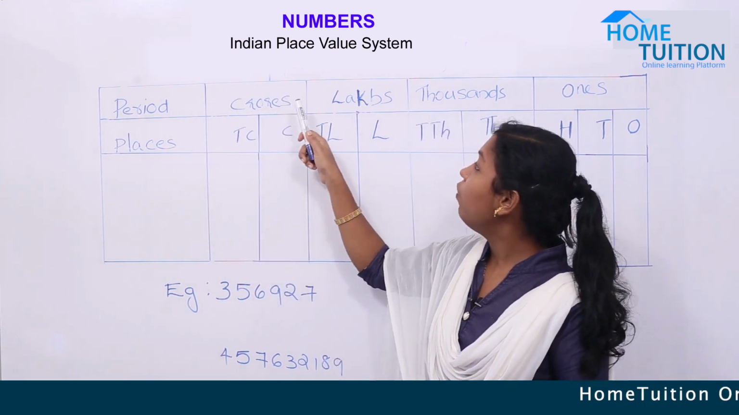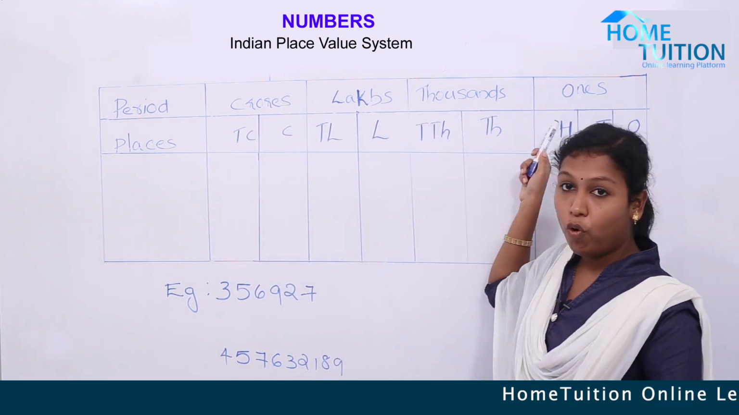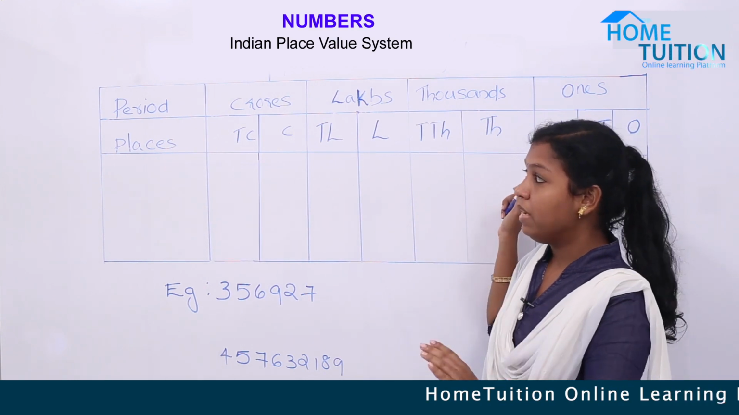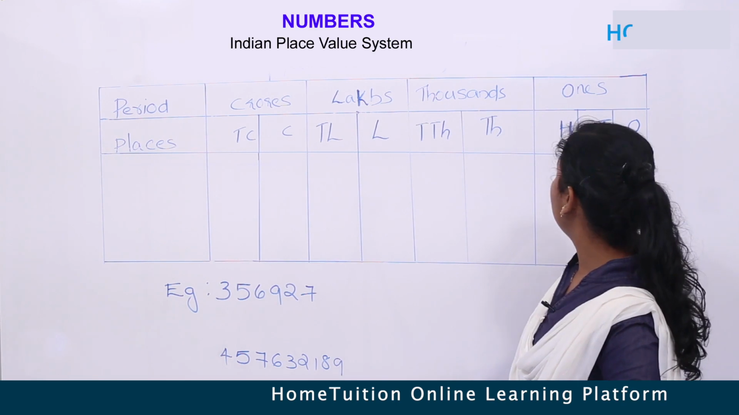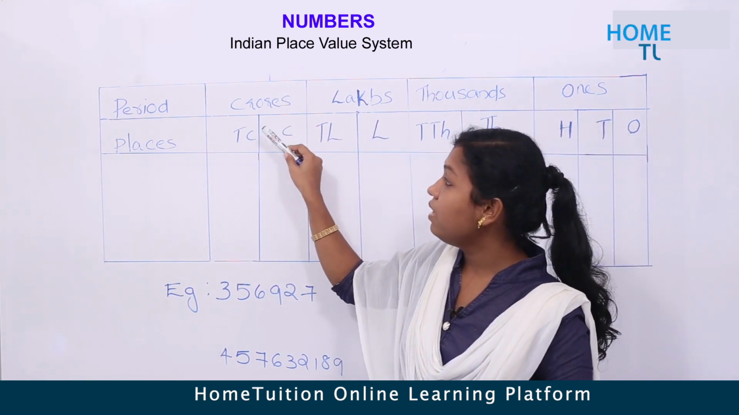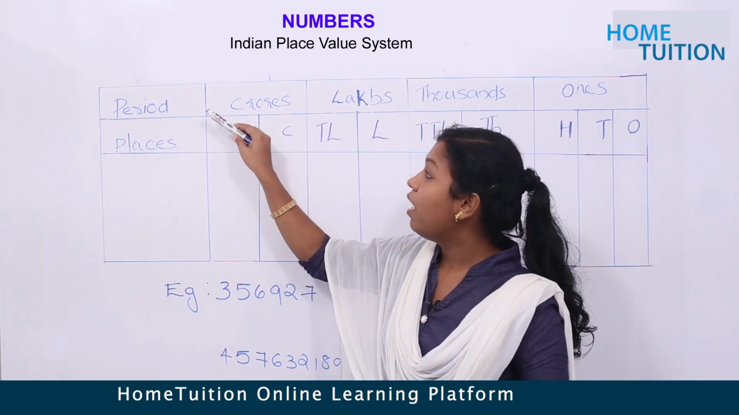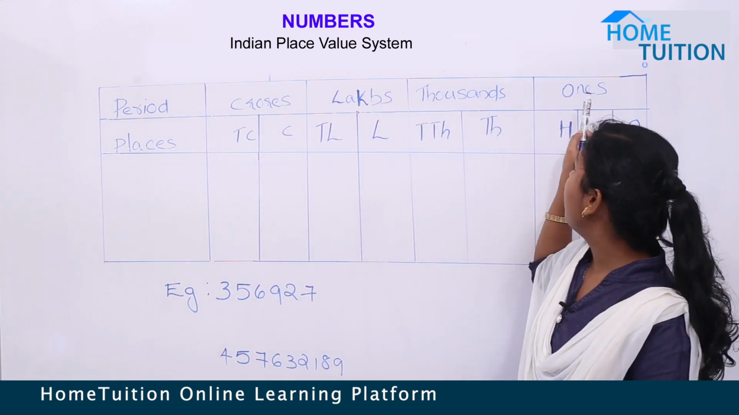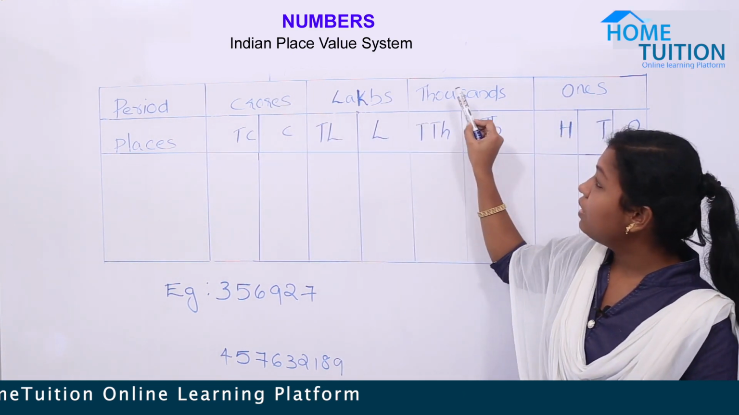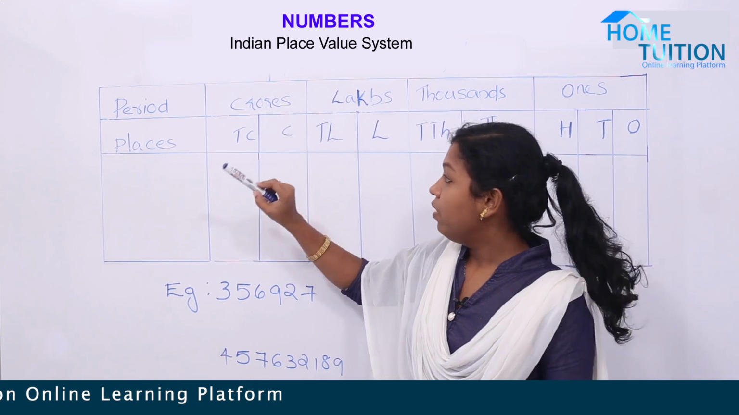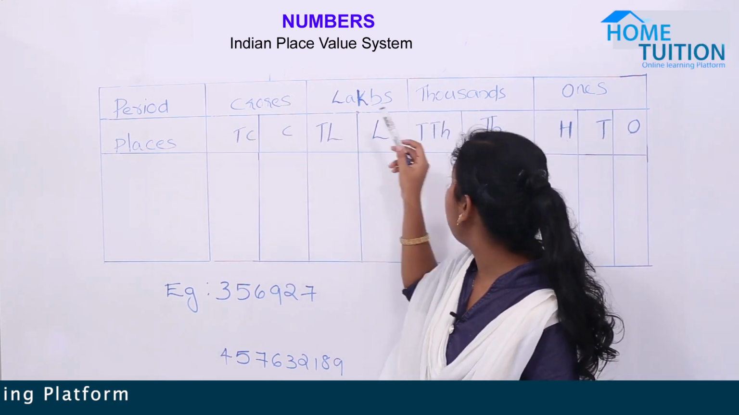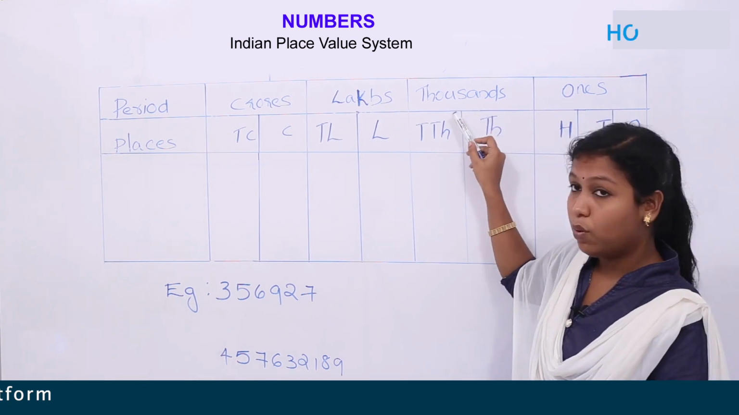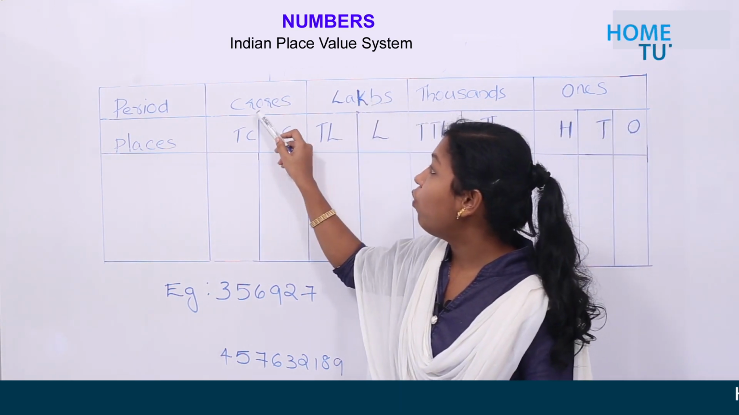The periods are mainly 4, and the places are 9: 1,2,3,4,5,6,7,8,9 places, and there are 4 periods. The periods are ones, thousands, lakh, and crores. The first period is ones, the second is thousands, the third is lakh, and the fourth is crores.